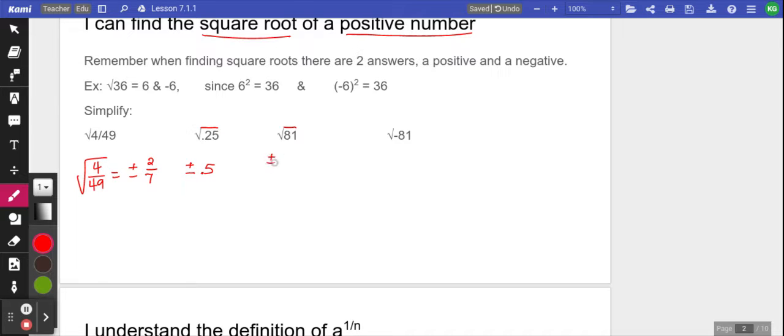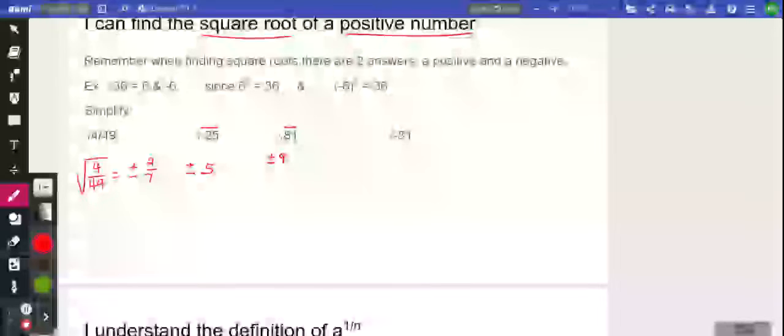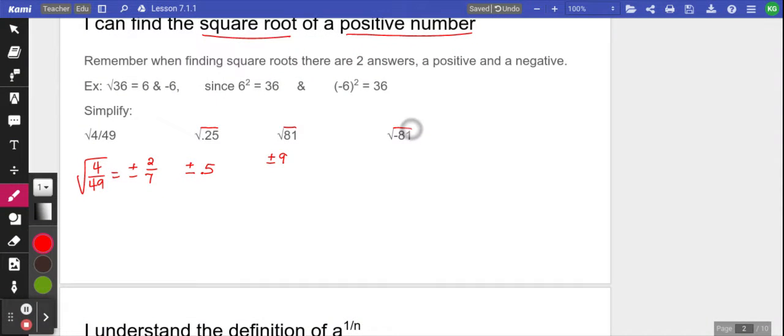The next one is the square root of 81, positive and negative 9. And the last one says the square root of negative 81. Remember that right now we can only do square roots of positive numbers. There is a non-real answer, which we're going to get into later in this chapter. So for right now, we'll just write no real solution.